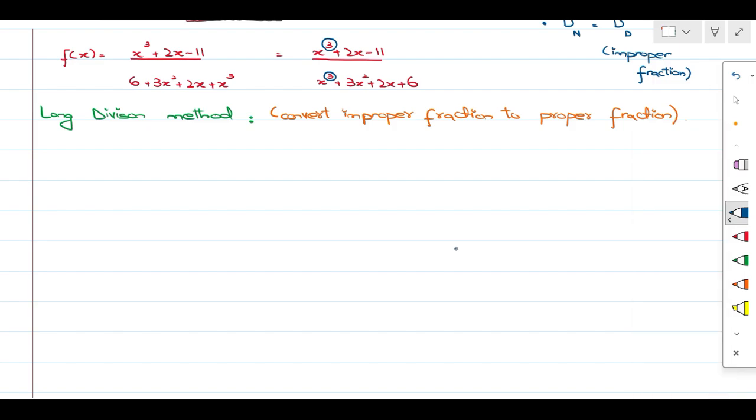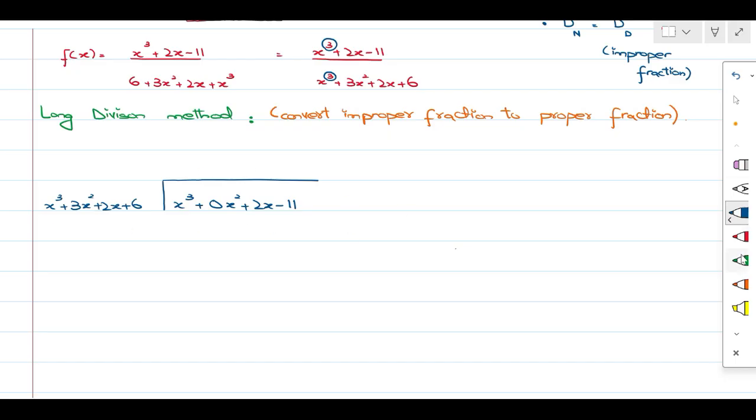So for the long division method, we have here x cube plus 3x square plus 2x plus 6, that is my divisor. And x cube plus 0x square plus 2x minus 11. Now most students will get confused why I'm adding 0x square, because I just simplified the x cube term, then x square term, x and the constant term, so there is no x square term. So that is why I just add 0 times x square, right? Now let me find out the quotient.